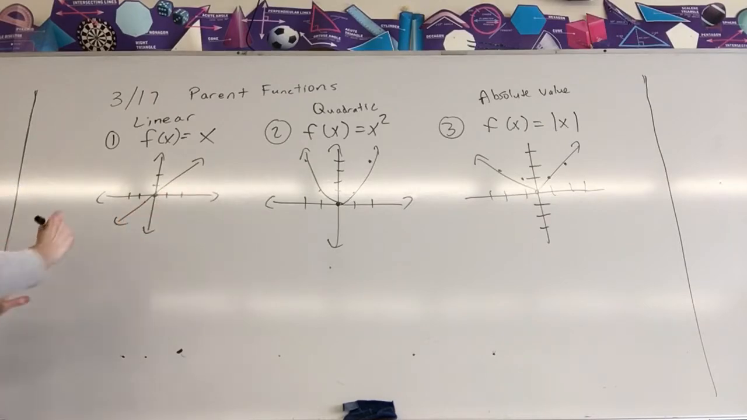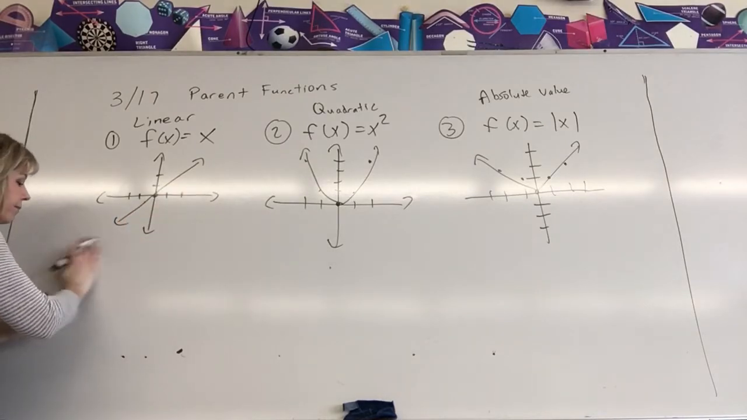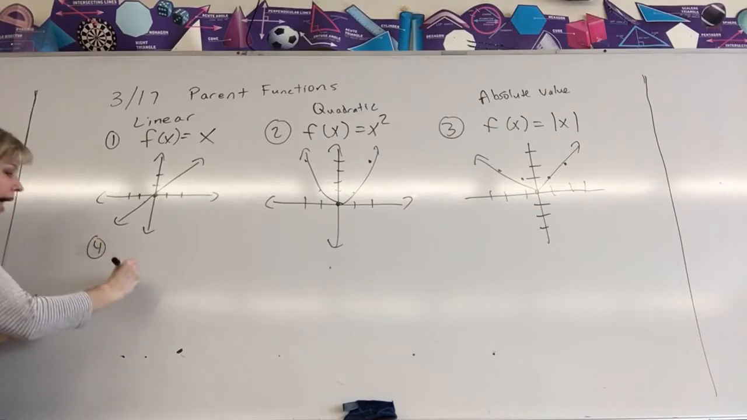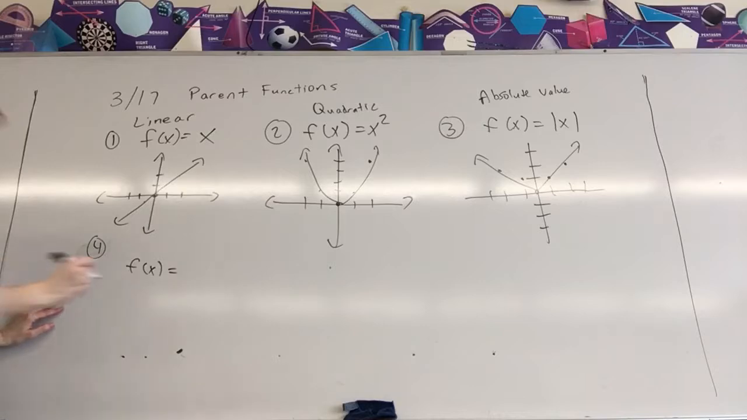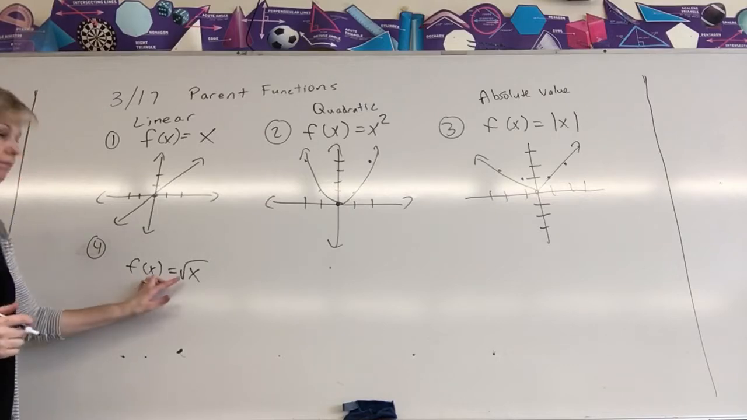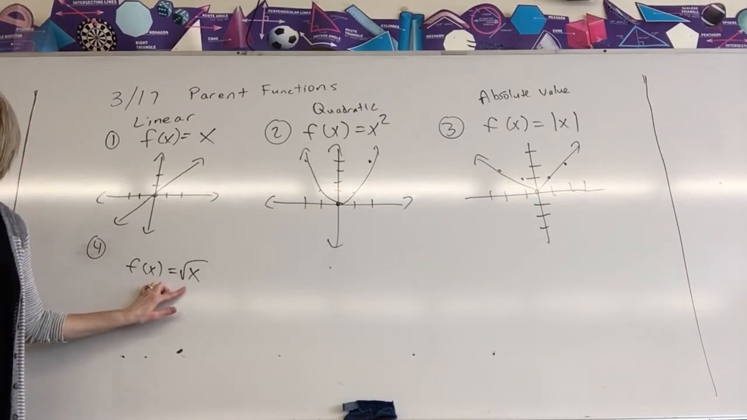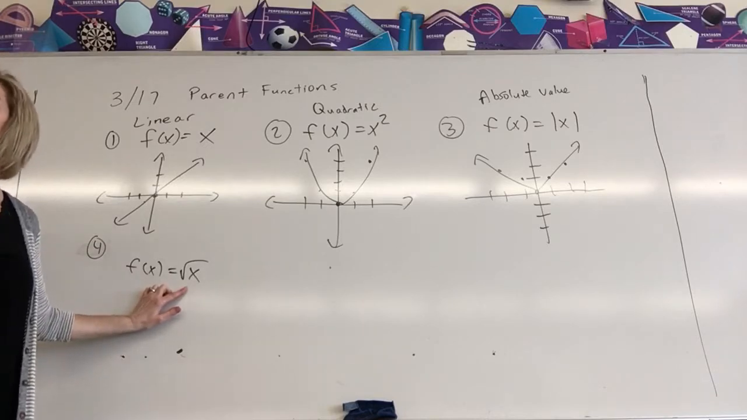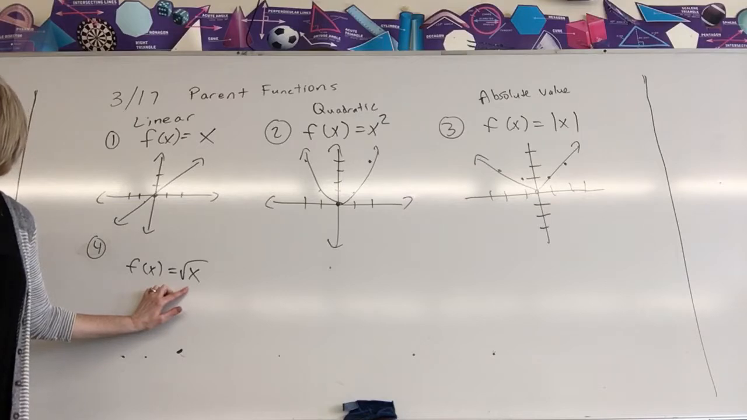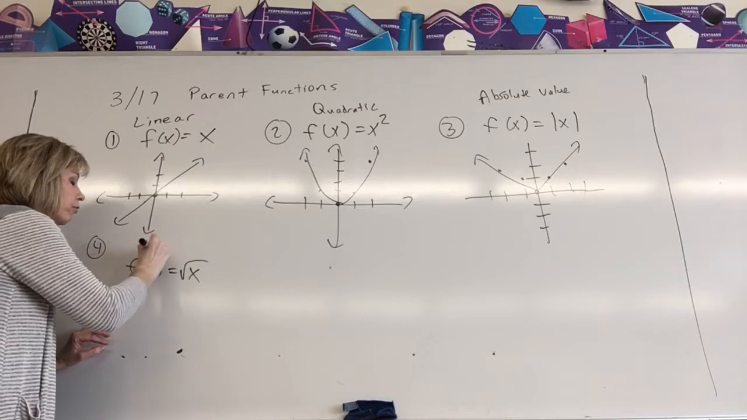Yes. Okay. Number 4, we are going to look at f of x equals the square root of x. What parent function is this called? Radical. Okay, this symbol is a radical, and I wanted to change that on that note sheet. What root is this? 2. Square. Okay, what's that called? Square root. So it's the square root function.